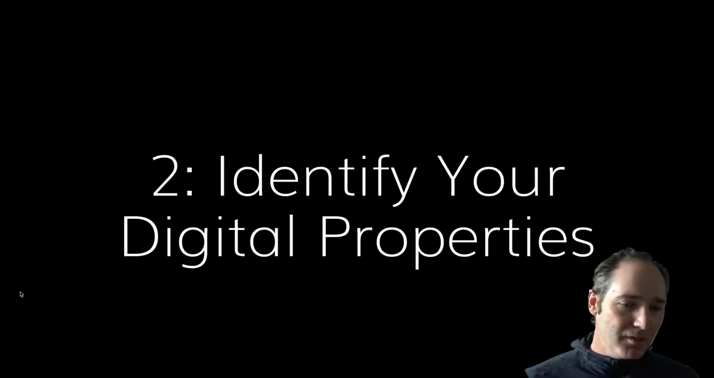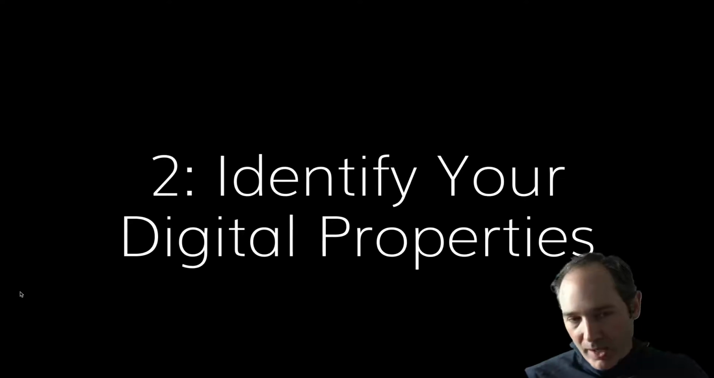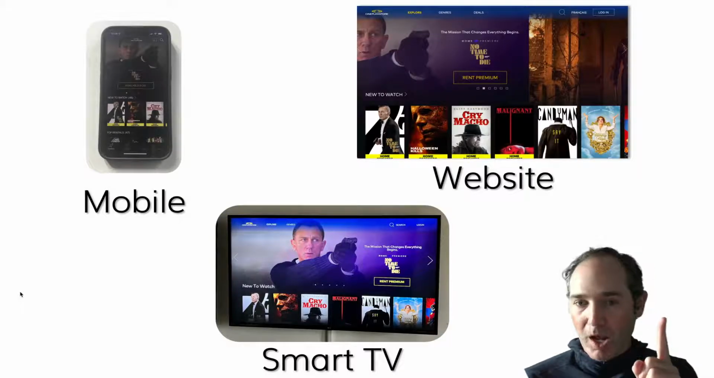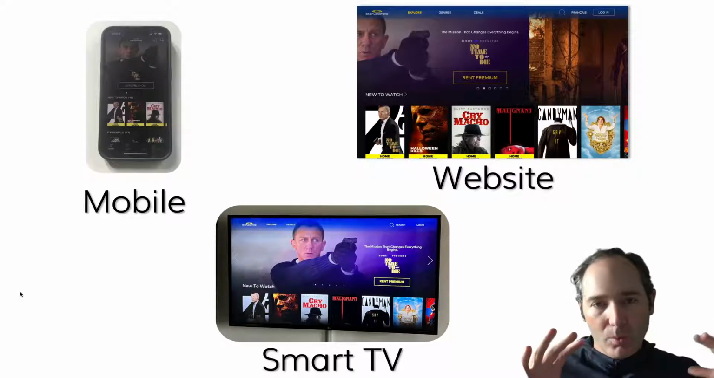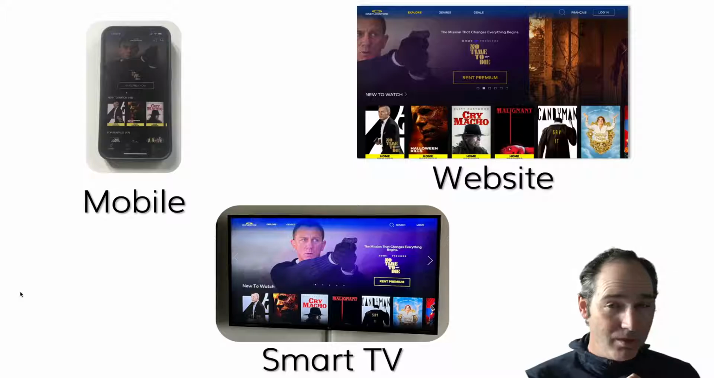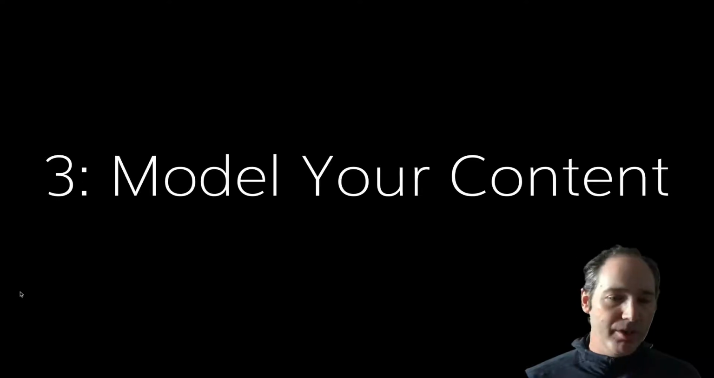This is not to be confused with the different screens. A different property could have output to multiple screens. Remember in the Cineplex example, this is the Cineplex Store, which is one property that's going out to three different types of screens, right? So we want to identify the actual properties that you have. Many organizations have at least one, but some have more than one, okay? Then we're going to actually start modeling the content for each of those properties.